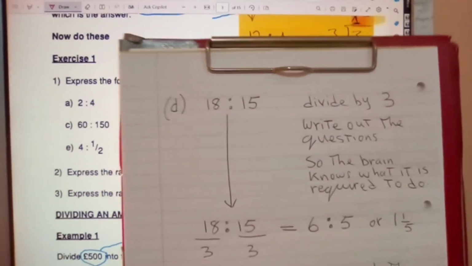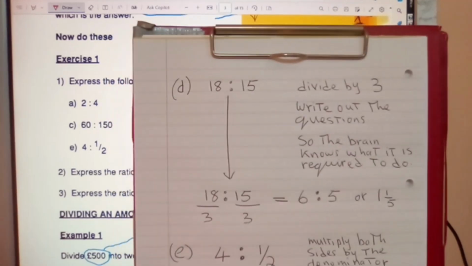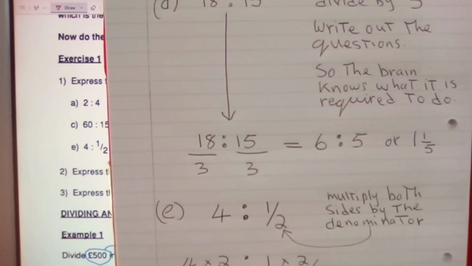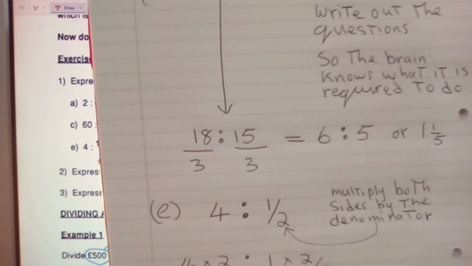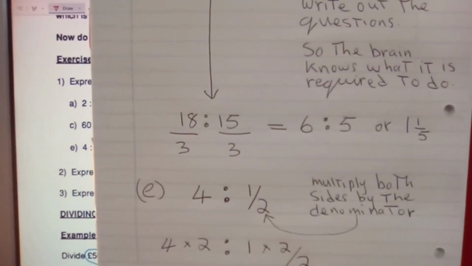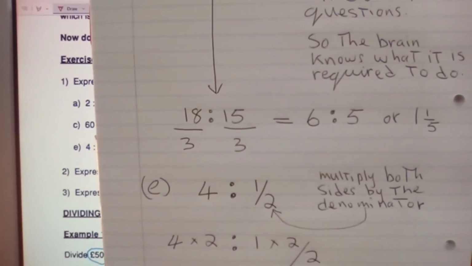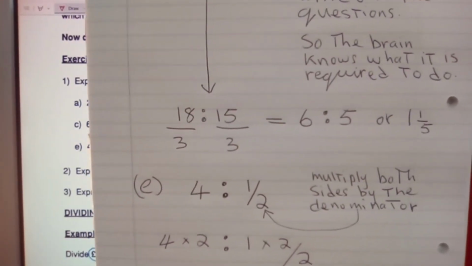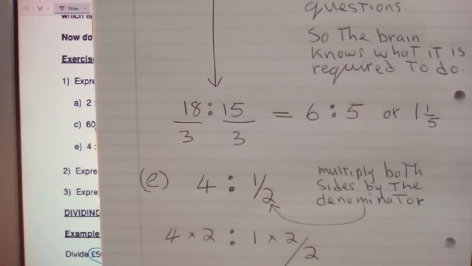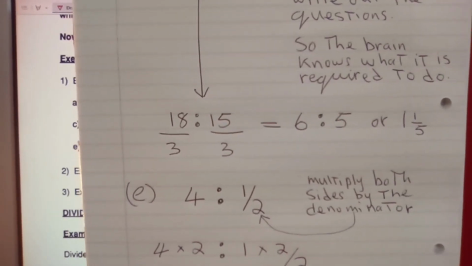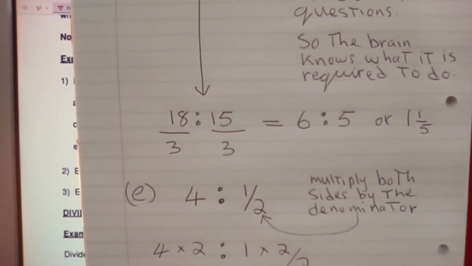Now D. And D I've simply brought in as a different format to show you. Again here, divide by 3, write out the questions so the brain knows what it is required to do. Here I've given you 18 to the ratio of 15, dividing both sides by 3 gives me 6 to the 5, or 1 1/5. Now feel free to question that, because some of you will want to know why I got 1 1/5, but you should know your fractions by now.